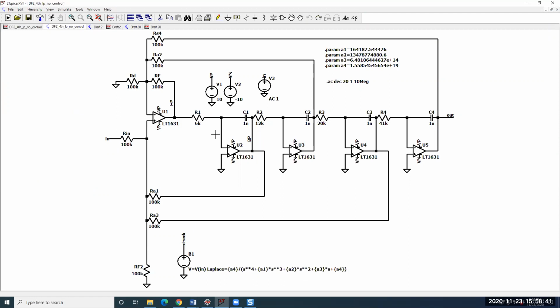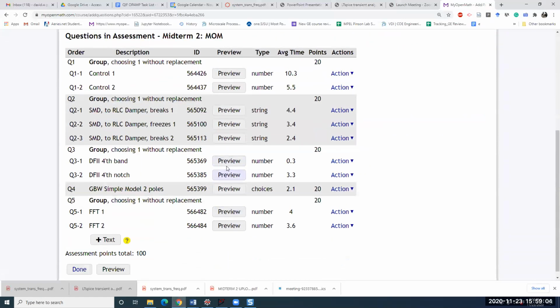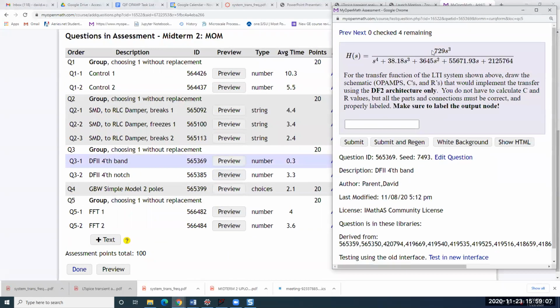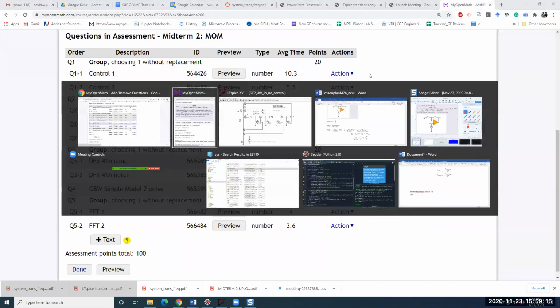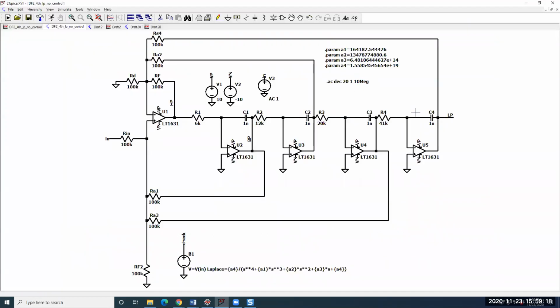Now, this is a fourth order low pass filter because I'm taking out here. All right. Now, if I had just left it like low pass, in this particular question, I didn't say high or low pass. I just gave this. I didn't tell you what it was, right? So you couldn't really just label a node, right? So really, you had to know where you were taking it.